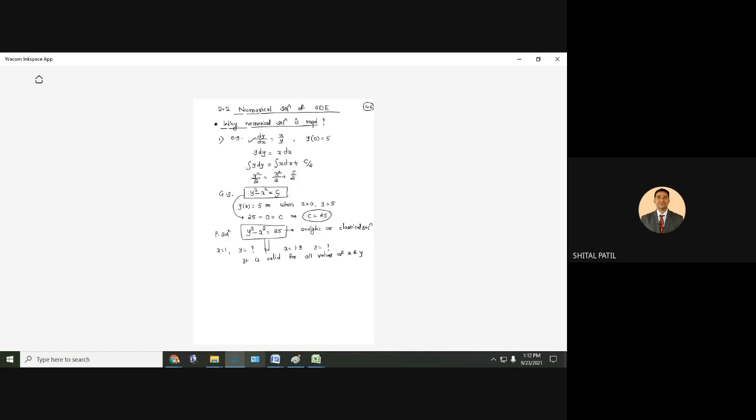But then also the numerical methods are very famous in industry. Practically they are very famous. So the question is why they are famous? Why the numerical methods are required?